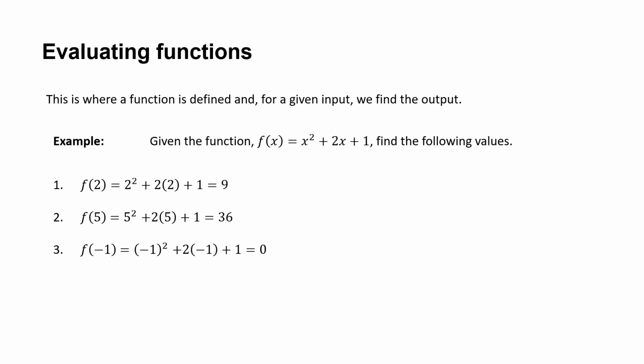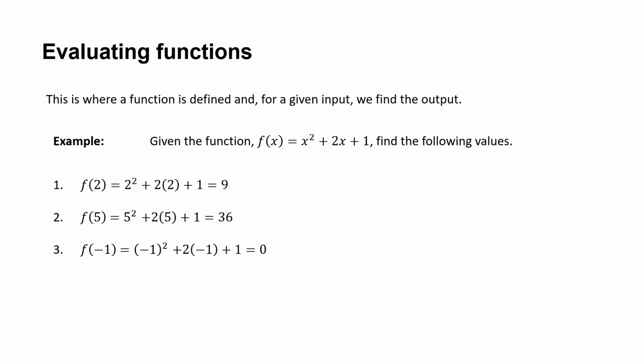So we can see here we've got this example, which is f of x equals x squared plus 2x plus 1. The first question might be f of 2. This says what is our output when our input is 2. Here we just replace every instance of x with 2 and carry out the transformation. So this would become 2 squared plus 2 times 2 plus 1, which gives 9.